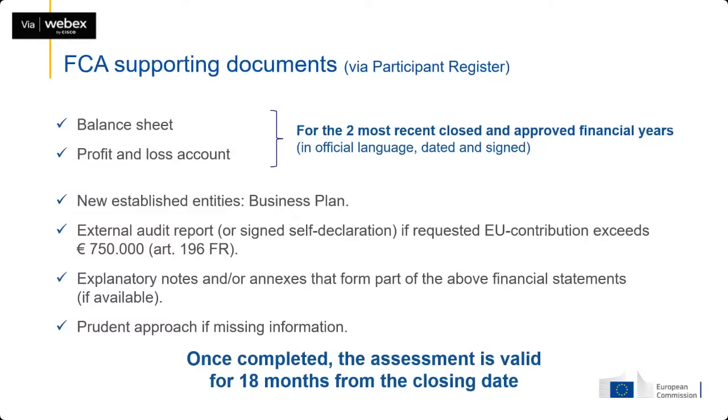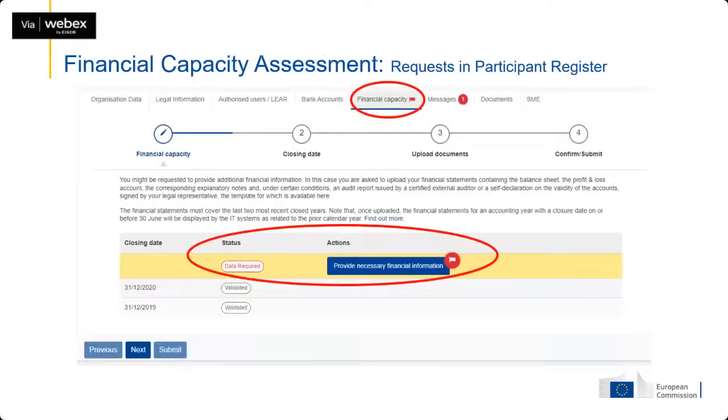Then once we have collected these documents, we are going to see in the next slide how to upload them in the system. Again, in your PIC account in the participant register, the financial capacity tab will display a red flag. And also we will see just underneath the 4 steps we have to follow in order to provide the financial documents. This is very important because if you have to provide documents for the financial capacity assessment, you must provide them always via the financial capacity tab. Please don't do it via the documents tab.